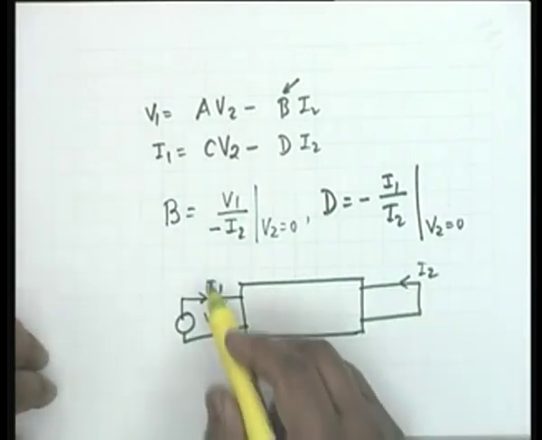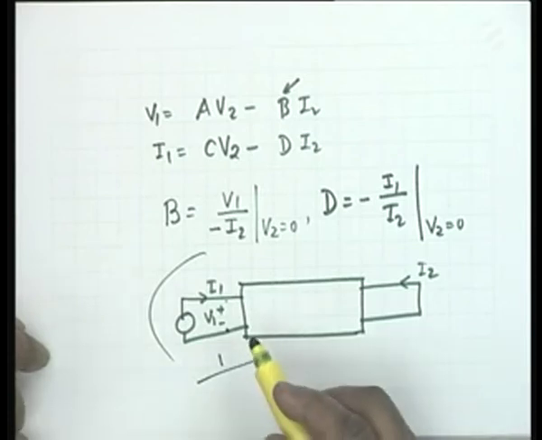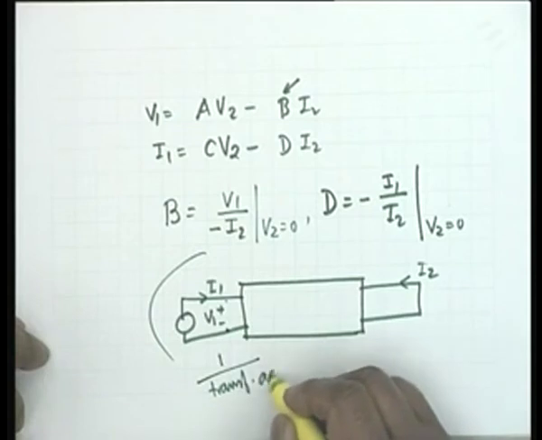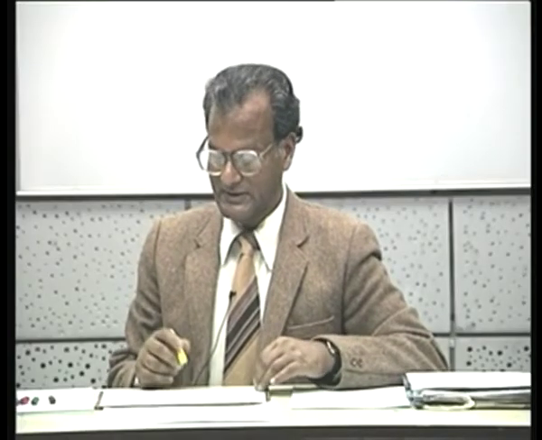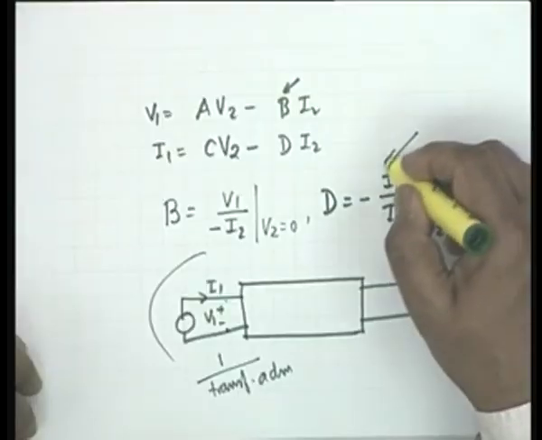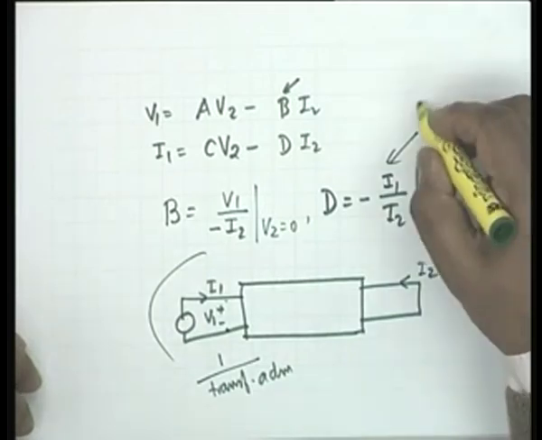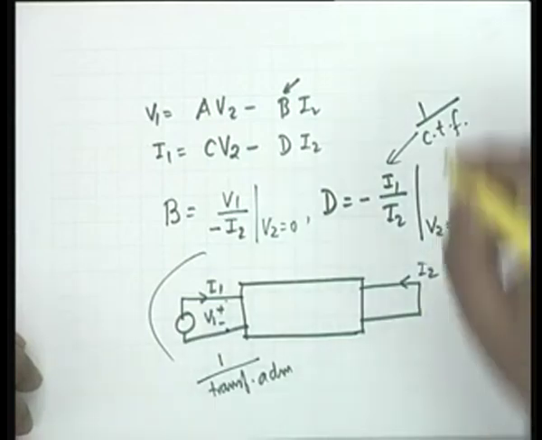B. So, what is B? B is the reciprocal of transfer admittance. Well, negative or positive we will see, it is minus I2. We will see if it comes negative, we will take its negative. Okay. But dimensionally it is 1 by a transfer admittance, and capital D, as you see, is the reciprocal of current transfer function, 1 by current transfer function, short circuit, all right.